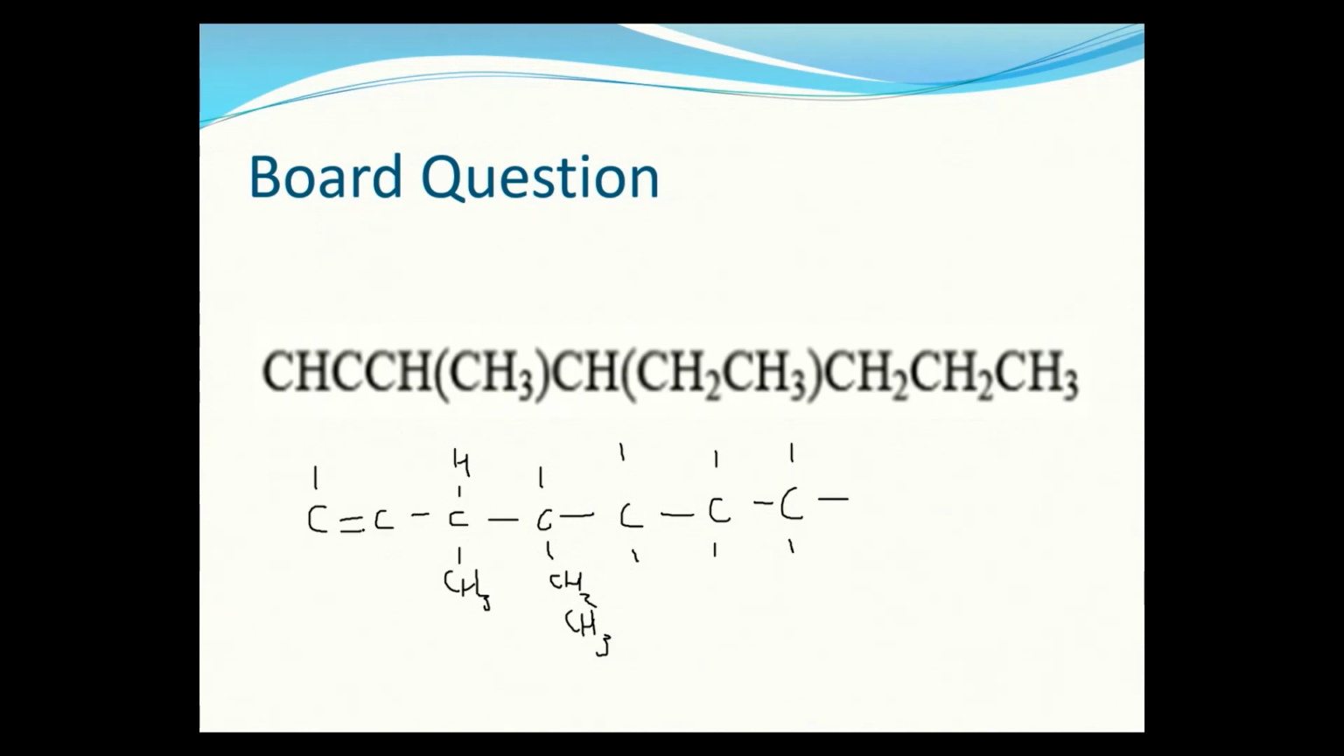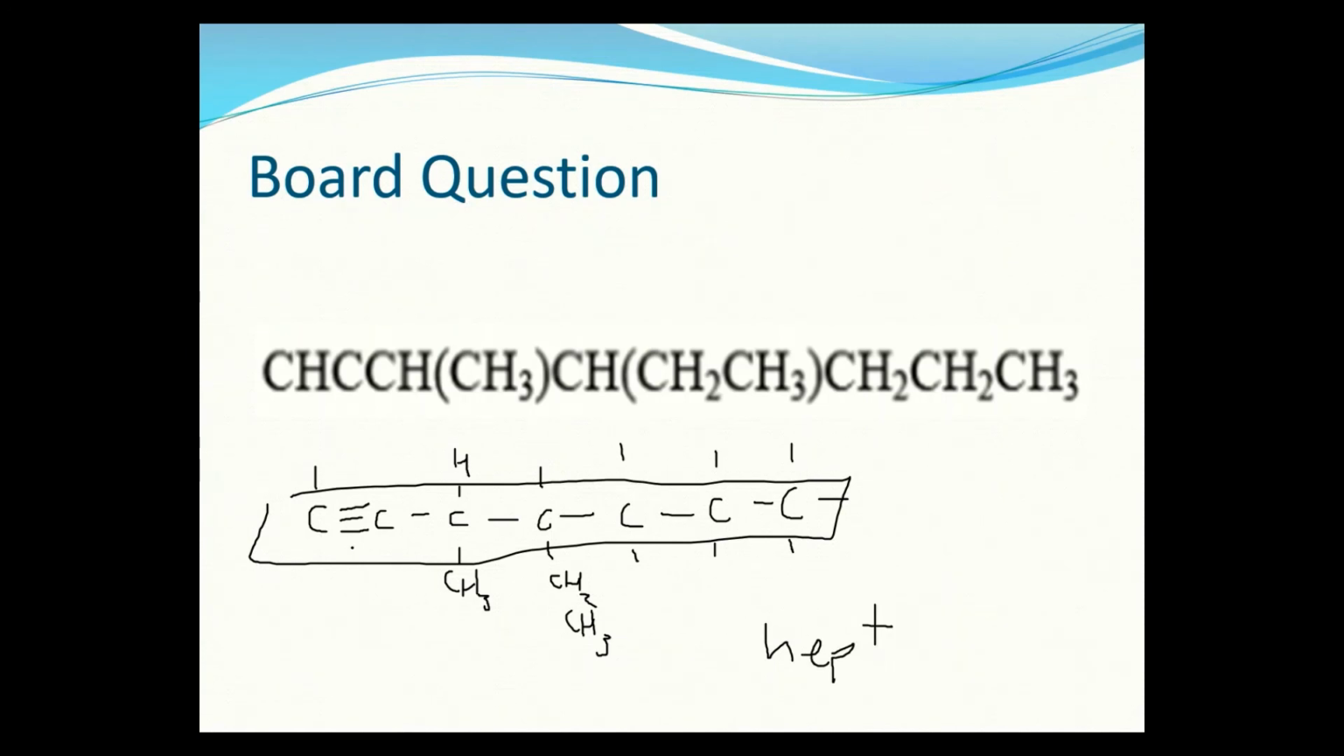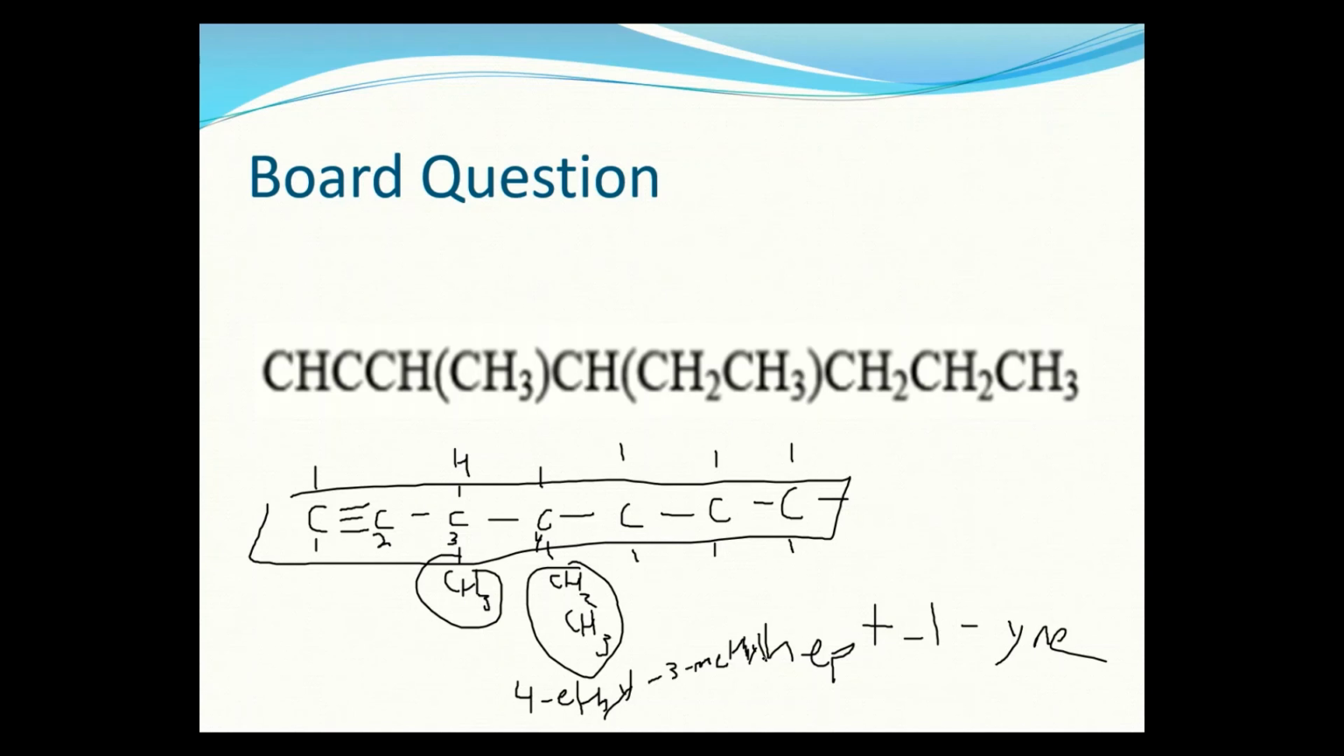So if I add sticks here, you can see 1, 2, 3, 4, 1, 2, 3, 4. That's all good. So this is our parent, 1, 2, 3, 4, 5, 6, 7. Hept. We have a triple bond on the first bond, 1-yne, and then we have a methyl and an ethyl that we want to do in alphabetical order. So this is carbon 1, 2, 3, 4. So I go 4-ethyl first, and then my methyl's on 3. There we go. 4-ethyl, 3-methyl, hept-1-yne.